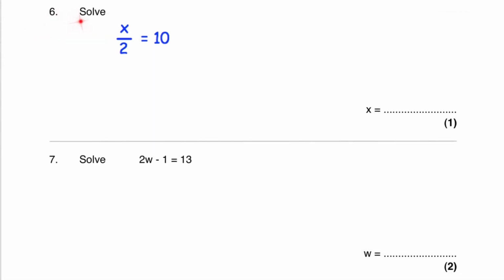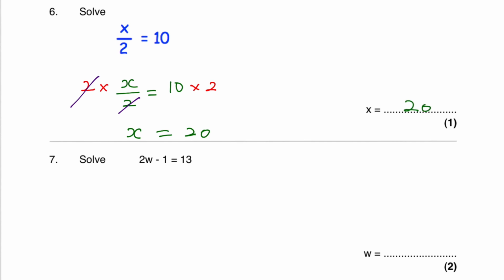Question 6. X over 2 equals 10. If I multiply both sides by 2, x divided by 2 equals 10 times 2, and you have to multiply that side by 2. 2 cancels 2. We're left with x equals 10 times 2, 20. So that's 20.